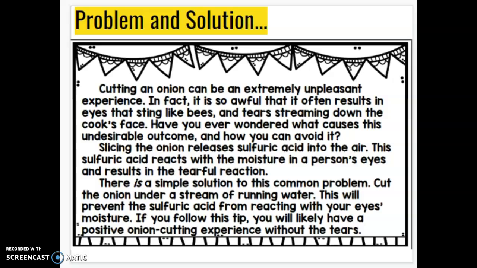Slicing the onion releases sulfuric acid into the air. This sulfuric acid reacts with the moisture in a person's eyes and results in the tearful reaction.